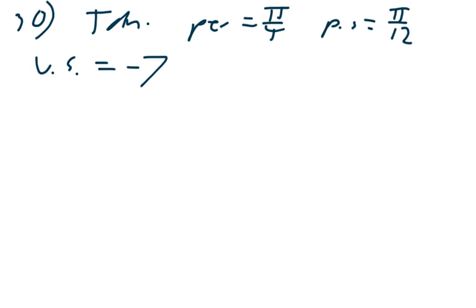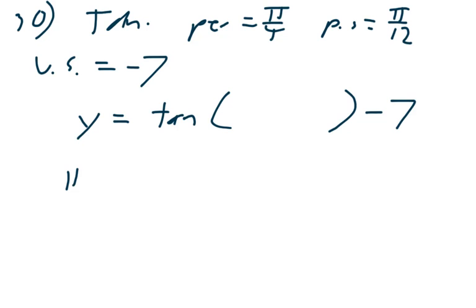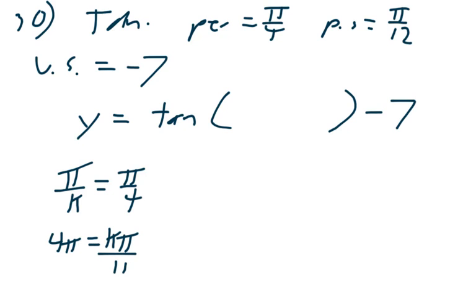Alright, this one is a tangent problem, so there's no amplitude, so I'm just going to start with tangent. Give me a vertical shift of -7, so that still comes at the end. And the big difference between tangent and sine or cosine is that we're going to do pi over k equals the period, which in this case is pi over 4. So I would cross multiply and then divide by pi, and 4 equals k. So I'm going to start with 4 theta or 4x.